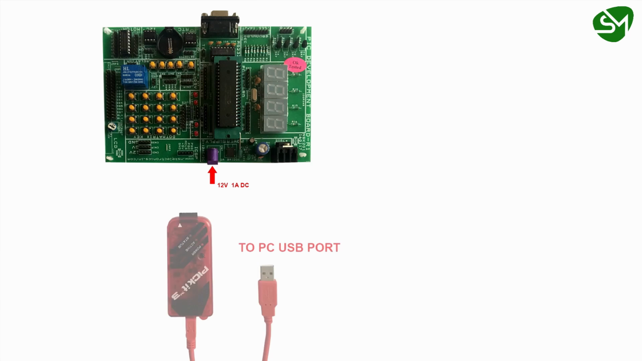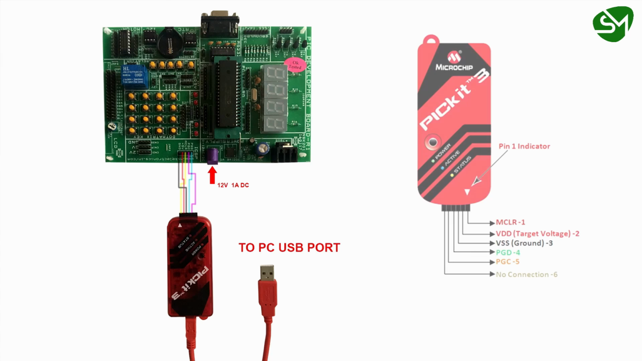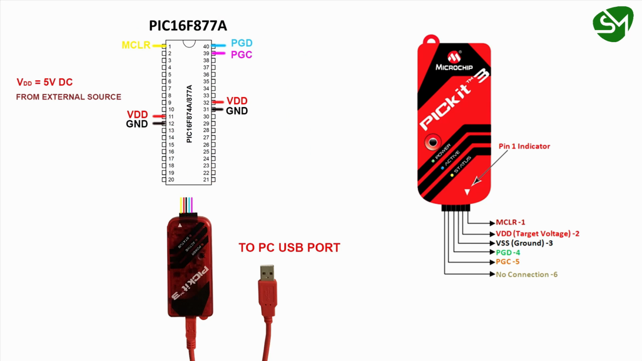For uploading the program onto the microcontroller, firstly power up the development board using an external 12 volt 1 amp adapter through this socket provided, and then connect the PICkit 3 to your PC USB port using a mini USB cable. Then the terminals of PICkit 3 are connected to the microcontroller as per this circuit diagram. If your development board is not showing these pinouts, or if you do not have a development board, you can connect the terminals of PICkit 3 to the microcontroller port pins as per this circuit diagram, or you can just build this circuit on a breadboard for programming the microcontroller.